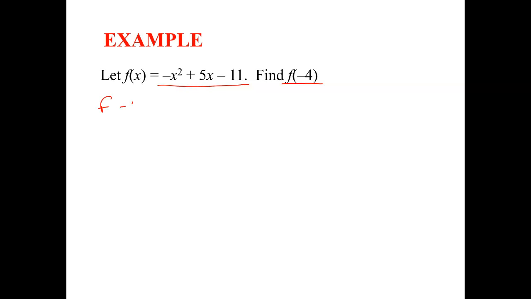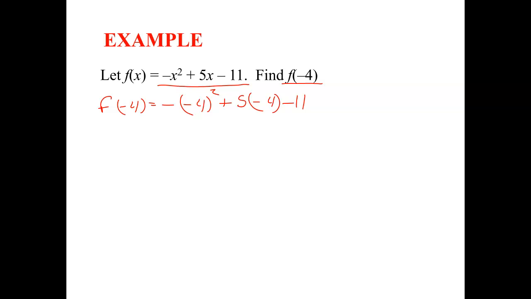So f of negative 4 is negative 4 squared. Pay attention to that parentheses. 5 negative 4 minus, I don't know why this keeps going back. This is being finicky today. It's going to be that kind of a day.